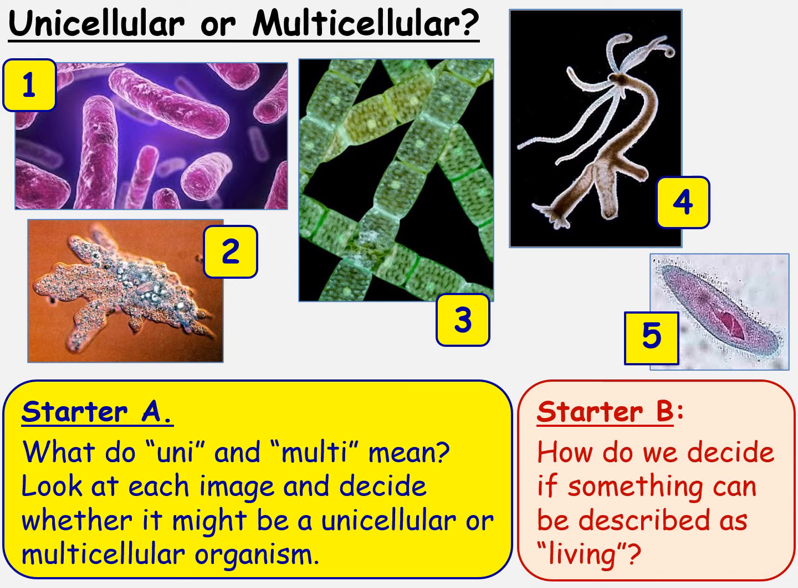And then for starter B, what I'd like to do is to think about how do we know that these 5 things are living? How do we decide when we're looking at something? How can we tell if it is a living thing or not? You're going to need to think back to what you did at the start of year 7, perhaps stuff that you did in primary school as well, to help you to decide. I'm going to give you a few moments to do that. So if you want to pause the video, this is the time to do that, and then we'll go through the answers to those 2 starters in a moment.